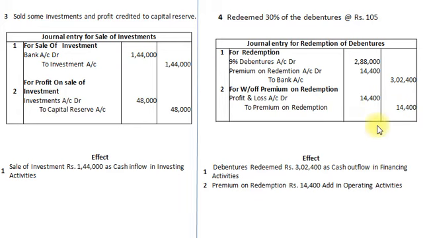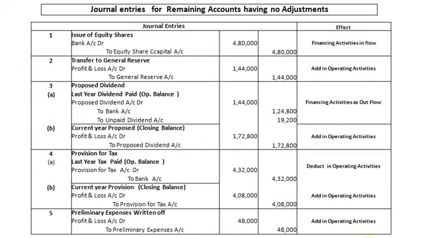14,400. Now effect: debentures redeemed for rupees 3,02,400 will be recorded in cash flow statement as cash outflow in financing activities. Premium on redemption written off rupees 14,400 will be added back in profit in operating activities. Now we will pass journal entries for remaining accounts having no adjustments.